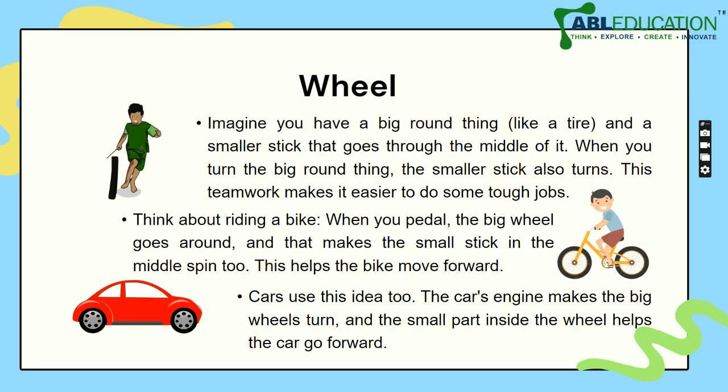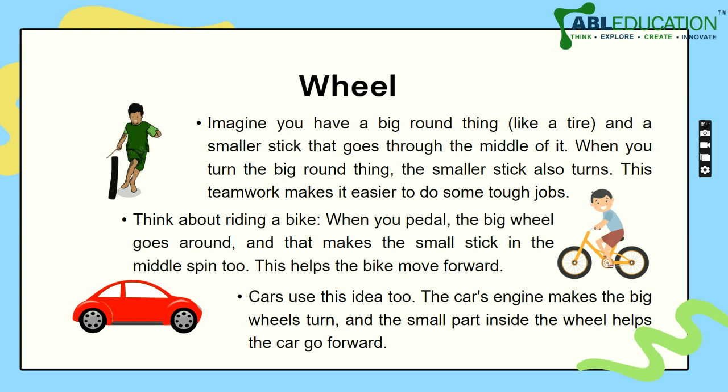So imagine if you have a big round thing like a tire and a small stick that goes through the middle of it. So I think you must have seen on the spokes of your bicycle, it is a similar concept, right? So for example, if you are moving a wheel and then you poke a rod in the middle of the wheel, then that rod is called an axle.